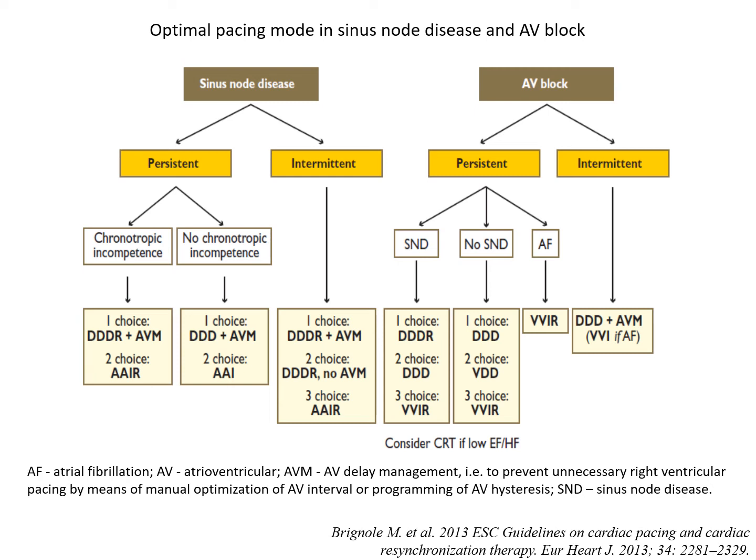It is worth emphasizing once again the importance of programming appropriate atrioventricular delay or appropriate algorithms to minimize right ventricular pacing in patients with sinus node disease and in patients with intermittent AV block to prevent unnecessary right ventricular pacing. In addition, I would like to mention once again that in patients with chronotropic incompetence, it is important to activate the function which increases frequency of pacing in response to physical activity. This is known as the rate response function.